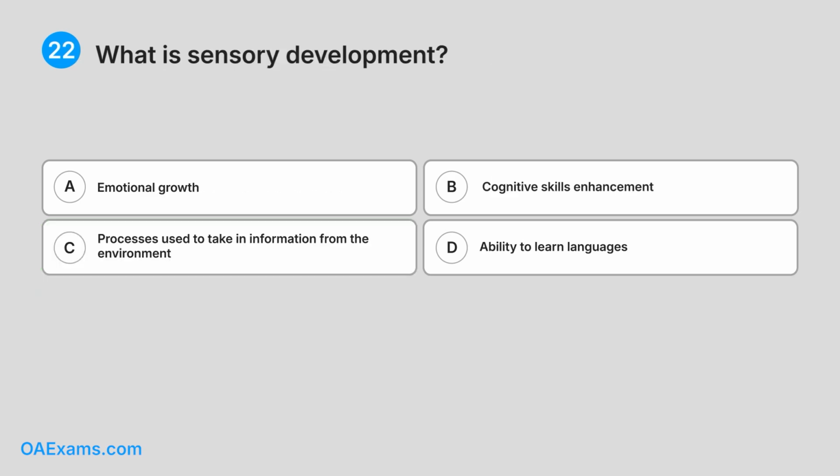22. What is sensory development? A. Emotional growth. B. Cognitive skills enhancement. C. Processes used to take in information from the environment. D. Ability to learn languages. Do you know the answer?